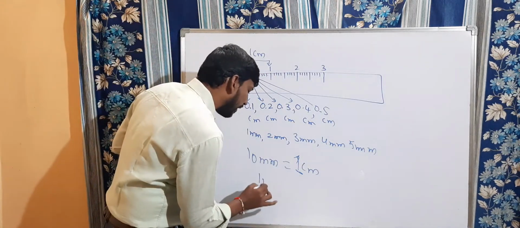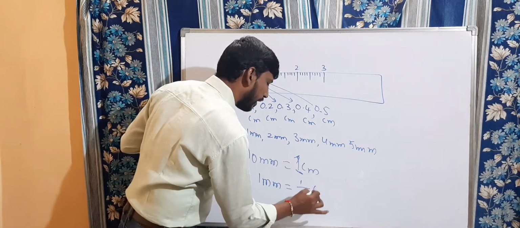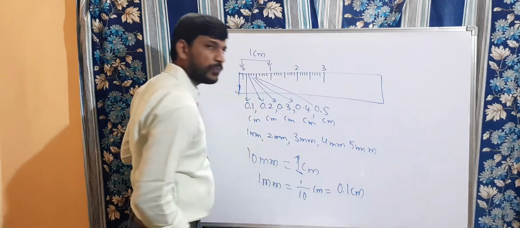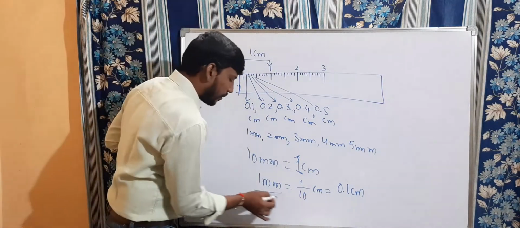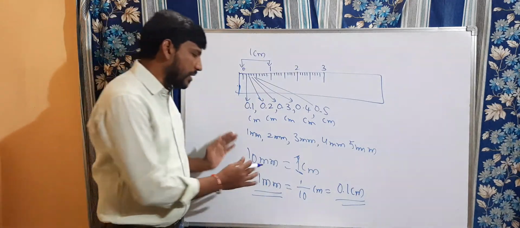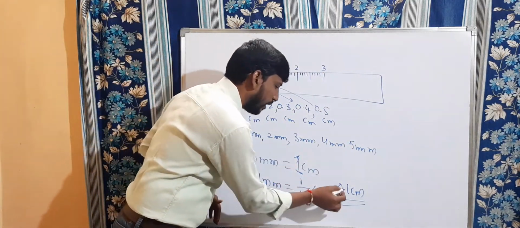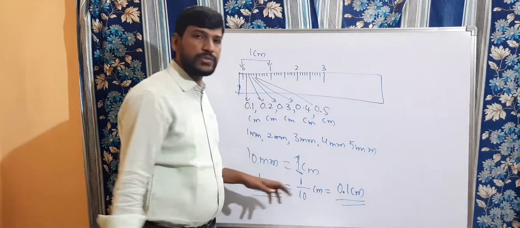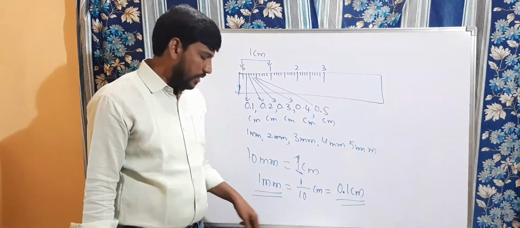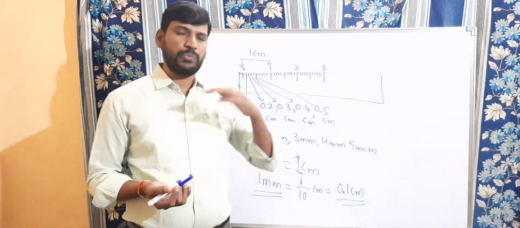Then 1 millimeter can be written in terms of decimals. That is nothing but 1 by 10 centimeter, which is equal to 0.1 centimeter. 1 millimeter is equal to 0.1 centimeter. When you are converting into decimals, we can use the point. This is how to write this one. 0.1 centimeter. Clear?